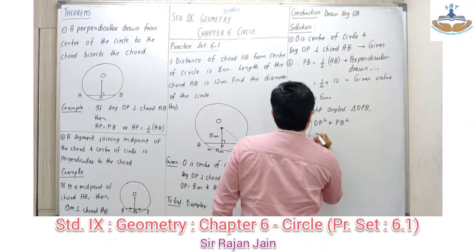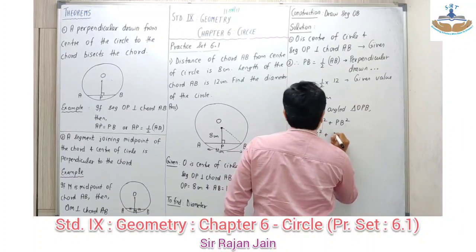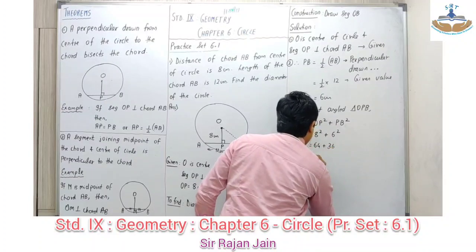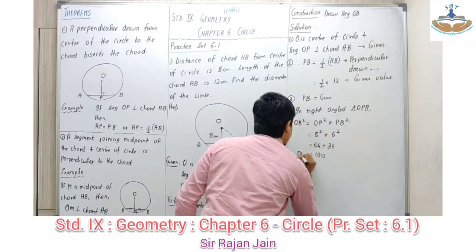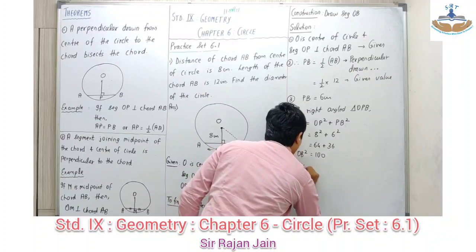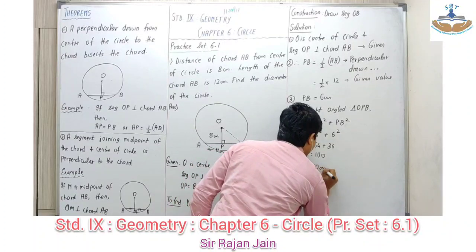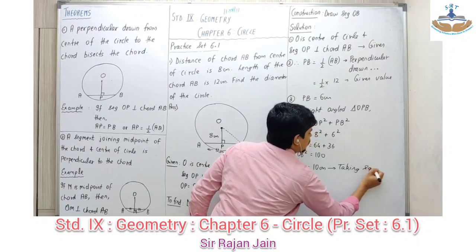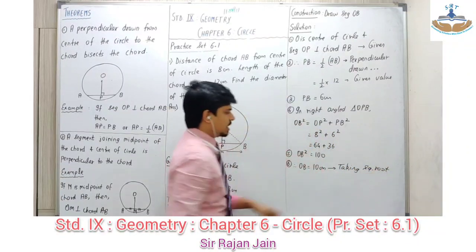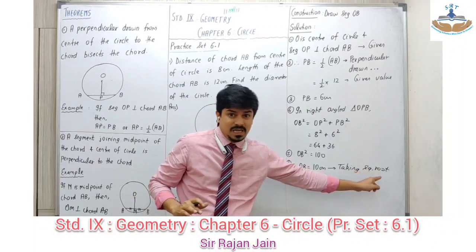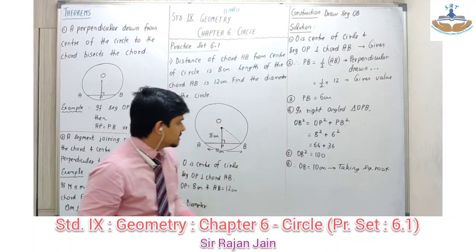So this will become 8 square plus PB के जगह पे I'll write 6 square, which is 64 plus 36. Answer turns out to be 100. ये हो गया मेरा OB square. Okay. Therefore OB is equal to 10 centimeter. Reason you can write taking square root. Shortcut not allowed. Only over here I am writing. Exam में पूरा spelling लिखना पड़ेगा. Okay, OB is 10 centimeter.